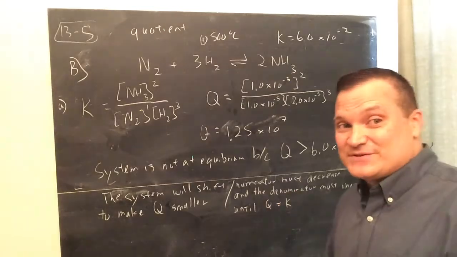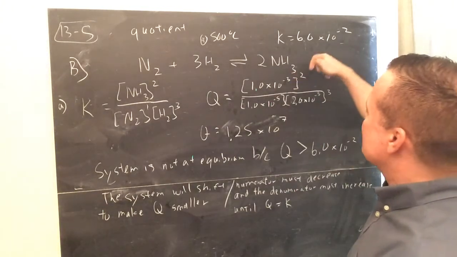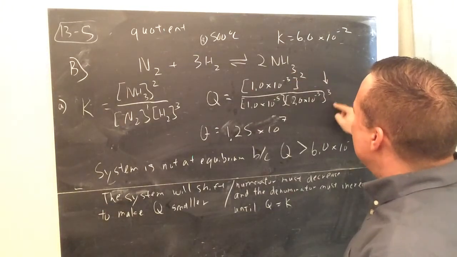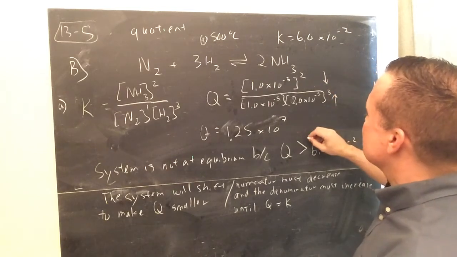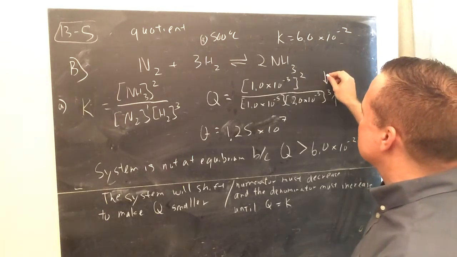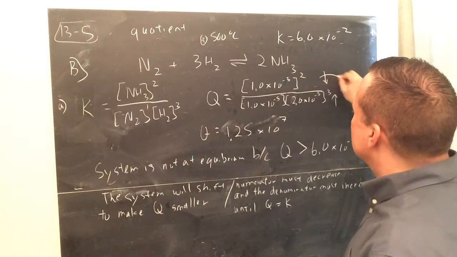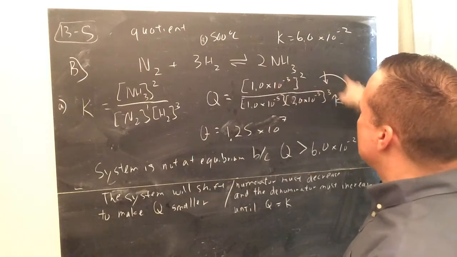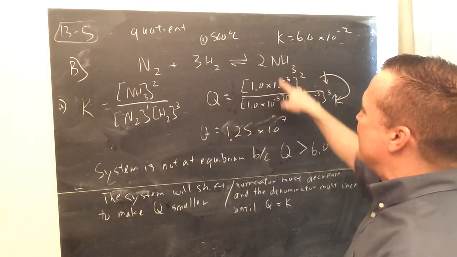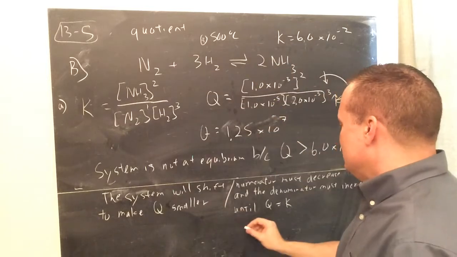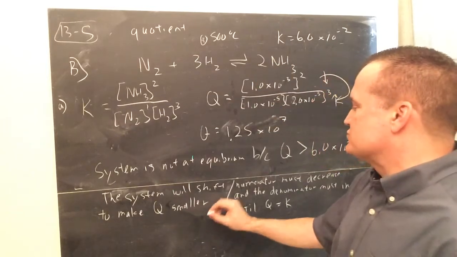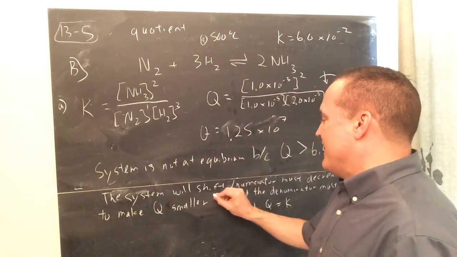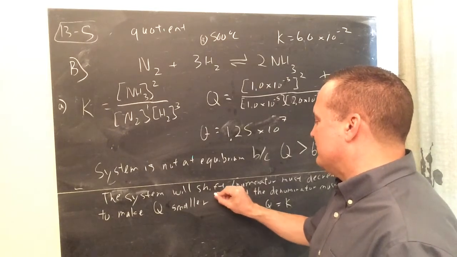So what does that mean in terms of direction? If this goes down and that goes up, I sometimes tell people to just draw a little arrow to help themselves. Material's got to go from this part to that part. That means from products to reactants. It's got to shift left. The system will shift left, and I can put it there. I could have put it at the end.